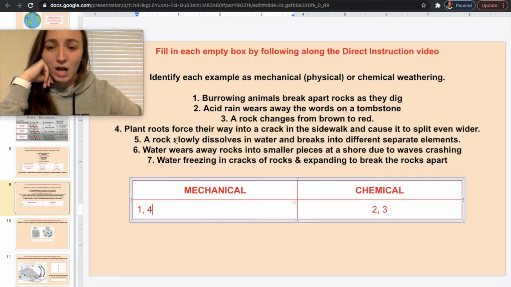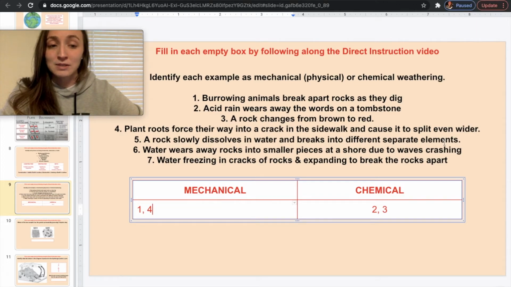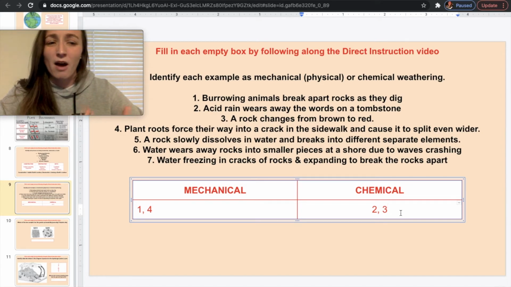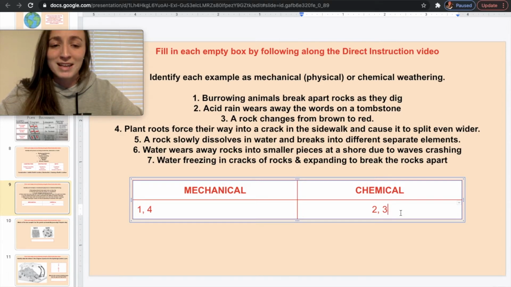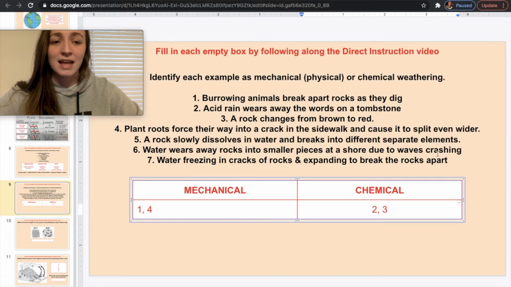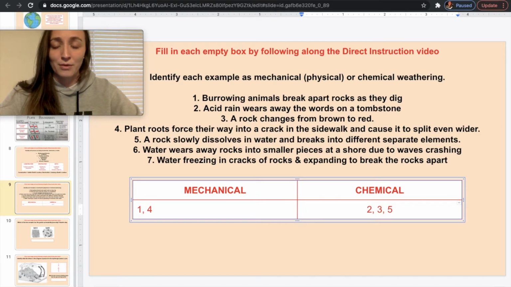Number 5 says a rock slowly dissolves in water and breaks into different separate elements. Okay, this one is super tricky. The key words here are breaking into different separate elements. So when it says elements, that's just talking about, again, the things that are making up the rocks. So if we are breaking down and separating those elements, what makes up that rock is no longer the same. So if you see anything about the elements of a rock changing, that is going to be your chemical weathering.